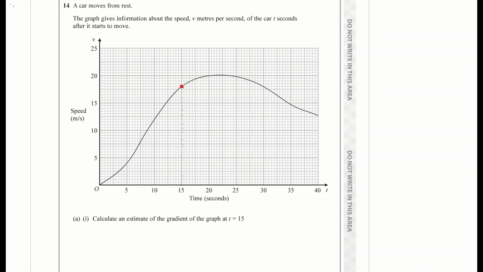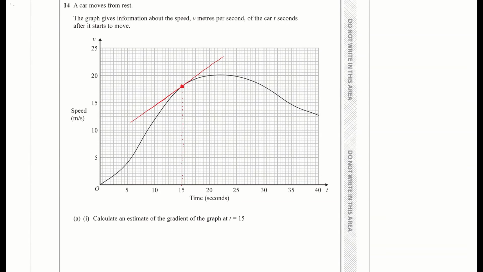Next thing I'm going to do with my ruler is I'm going to draw a tangent to that point. Now a tangent is a straight line with my ruler, which touches that point exactly once. So make sure and be as accurate as you can that when you're drawing the line that it doesn't cross over the curve. So that's my tangent, and hopefully you can see that it doesn't cross over the curve. Next thing I'm going to do now is make a triangle from that red line. So when you're forming your triangle, try and make the largest triangle you can to be as accurate.